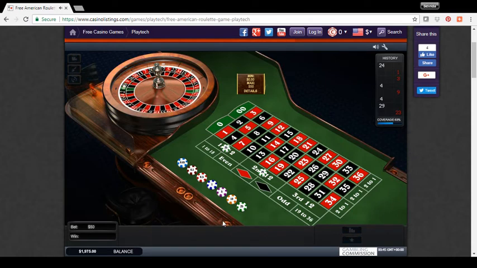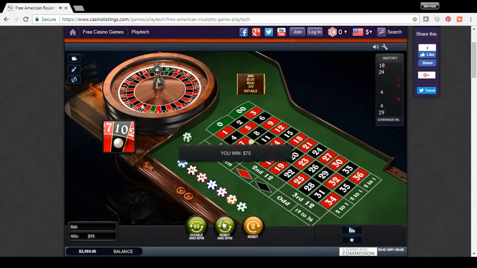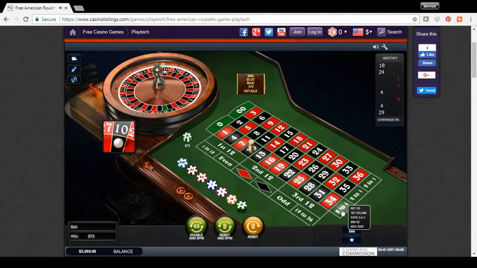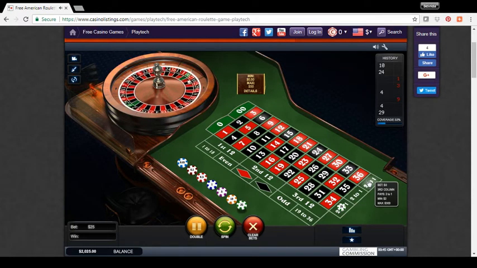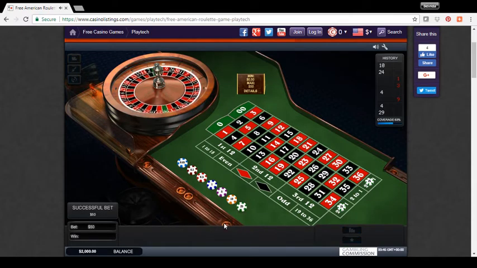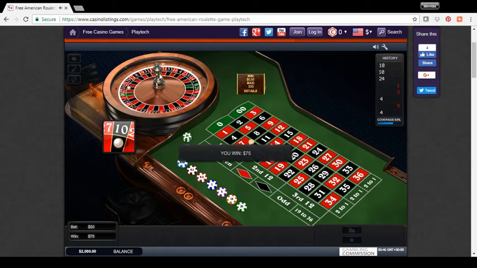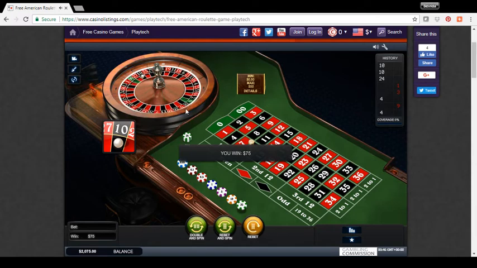And the reason I switch back and forth between rows and the 12s. 10. Black even. You win. Place your bets, please. All right, so let's try this again then. All right, 10 and 24. 10. Black even. You win. Place your bets, please. All right.